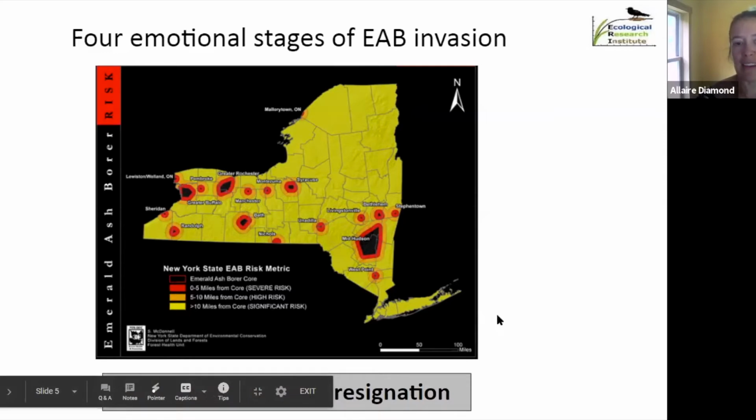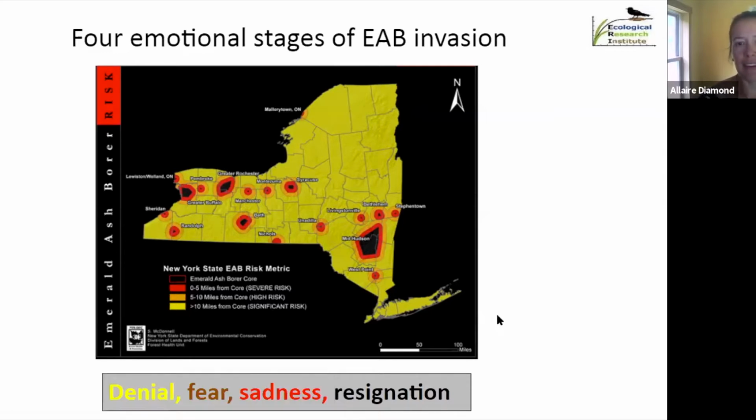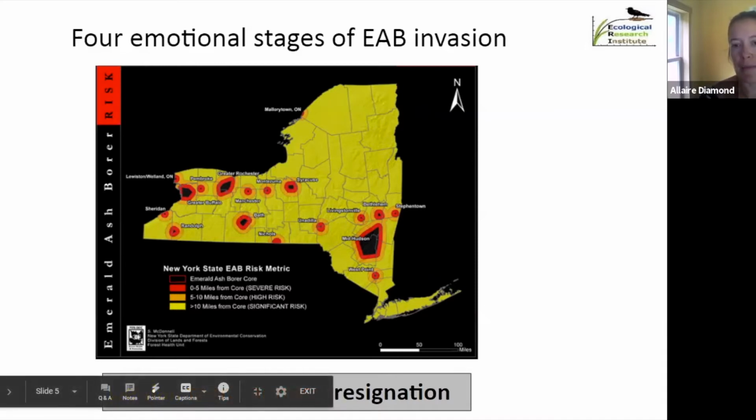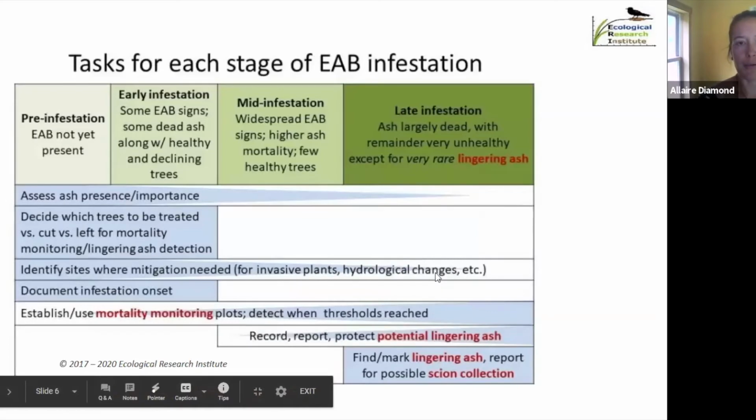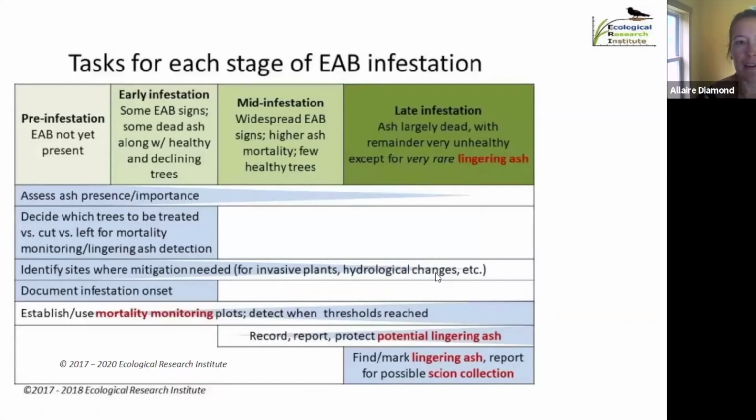So, thinking about the fact that people living in different places around the range of ash, all species of ash, are going to be thinking about emerald ash borer in different ways. Jonathan and Radka at Ecological Research Institute came up with a very interesting graphic that shows tasks that we all can do at each stage of emerald ash borer infestation.